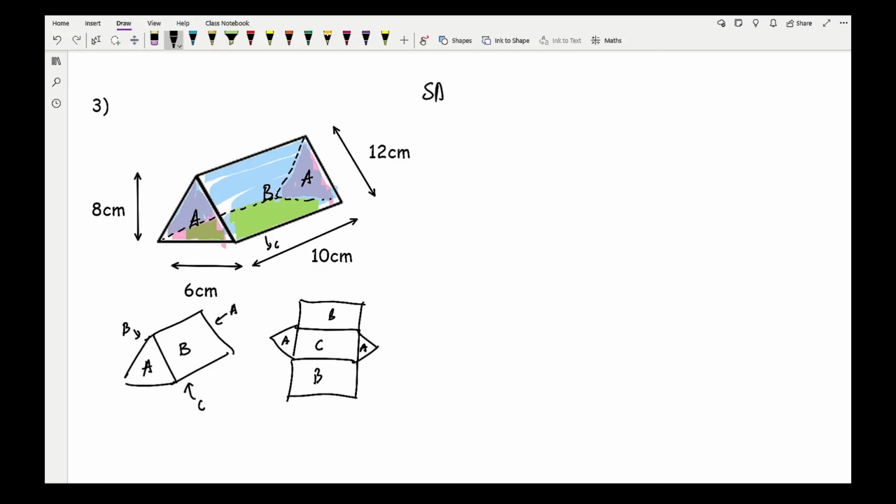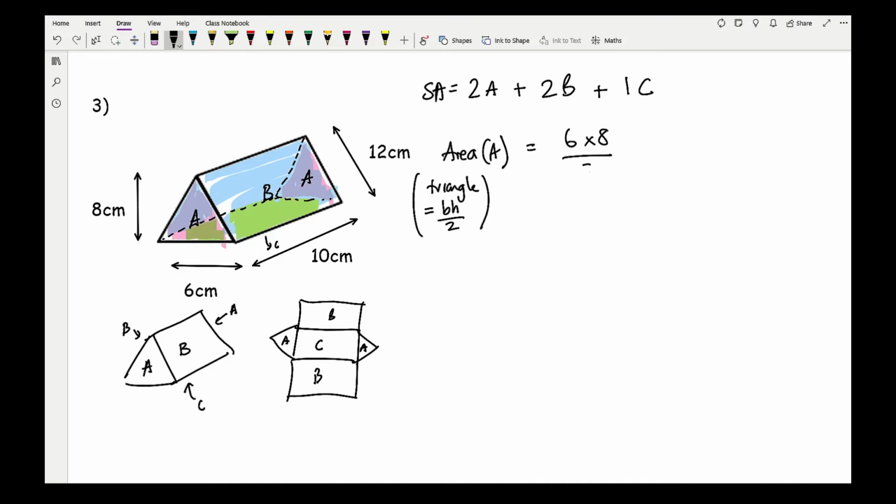So the surface area is equal to 2 lots of A plus 2 lots of B plus 1 C. Now the area of A is a triangle, so again I'm just going to write a triangle to make it obvious, and here we're looking at the formula of a triangle. It's base times height divided by 2. So for this, the base of this triangle is 6, the height is 8, I'm going to divide that by 2, so here I've got 48 divided by 2, which is 24 centimetre squared.